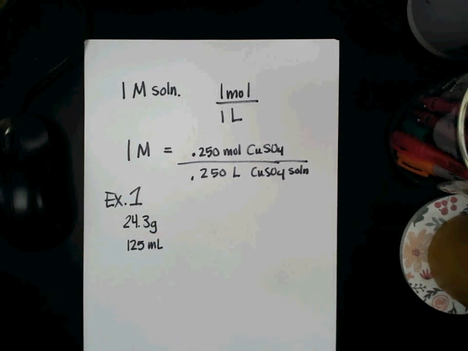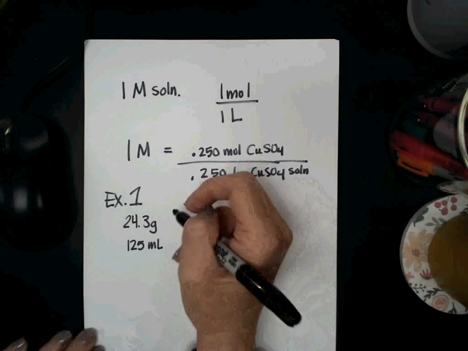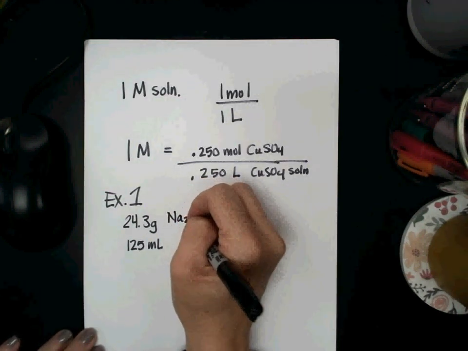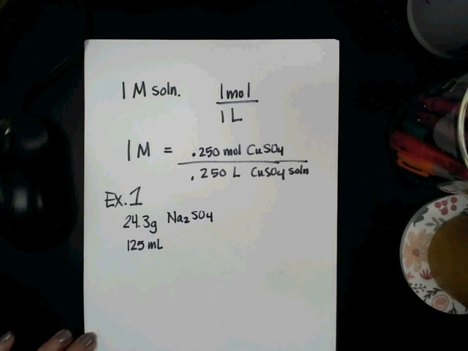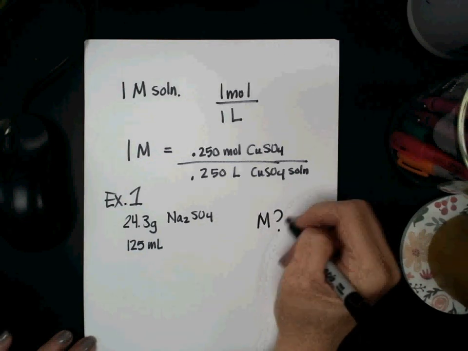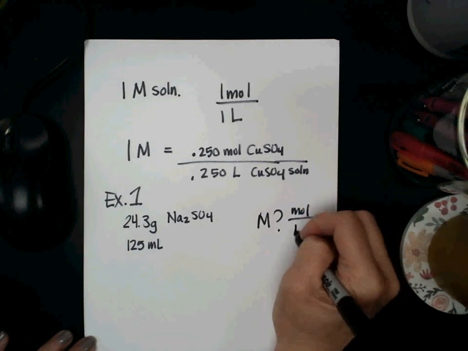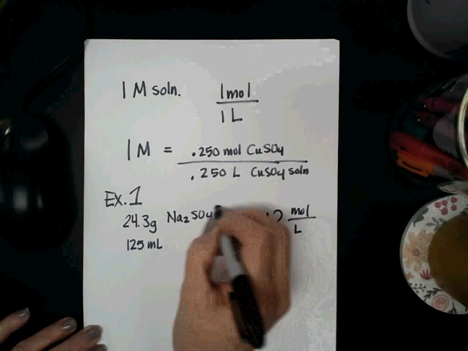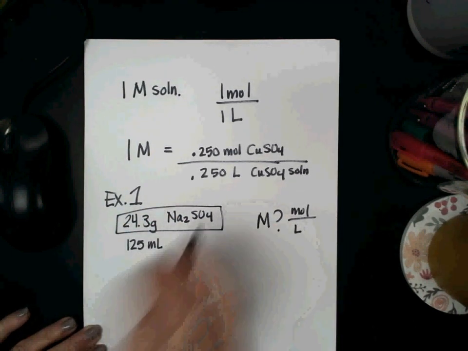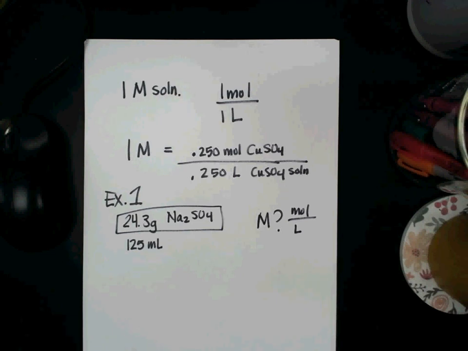What's the chemical formula for sodium sulfate? Na2SO4, Kennedy says. Is she right? Yes, she is. Okay, so now I need to get this in a form. I want to know molarity, which is moles per liter, so I need to get this in a form that's usable. What do I have to do with this information right here? Change it to moles. So let's do that.